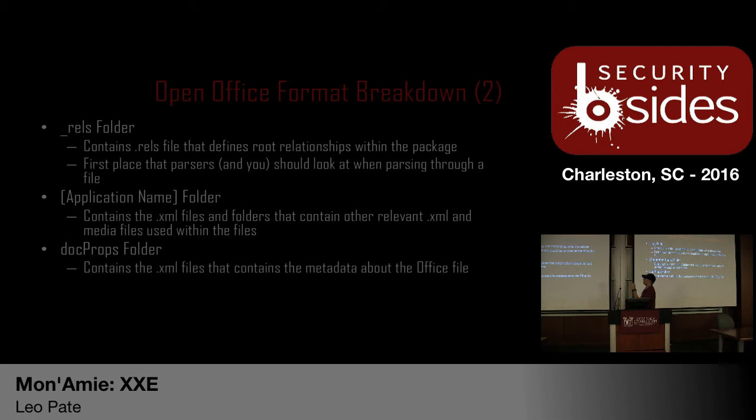The top one is the relationship folder. Now remember, the relationship portion is the key. It's what ties everything together, right? It contains a .rels file that defines root relationships within the package, being the docx file itself. It's the first place that parses, and you should look at when parsing through a file, right? I say that because this is where most XXE code is going to be implemented, in a relationship file, because it's normally the first thing that gets looked at when it's being parsed.